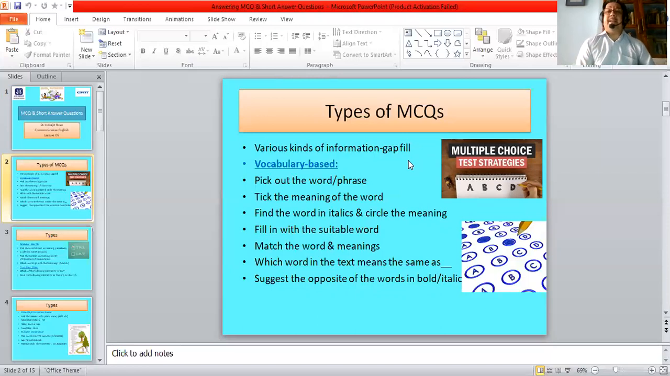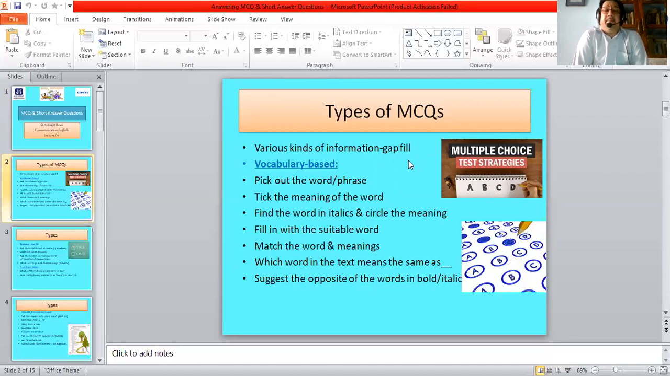So you have to know the meaning of the word in order to match the word and the meaning. Again, tick the meaning of the word. So maybe the meanings of the words are given. You have to tick the meaning of the word from the ones that are given. Again, a matching of the word with the meaning is called for. Find the word in italics and circle the meaning. Again, this is also another type of matching of word and meaning. Fill in with the suitable word. This may not be an exercise related to meaning, but it may be related to the appropriate use of words or some other usage. So again, it's a kind of information gap fill with the suitable word.